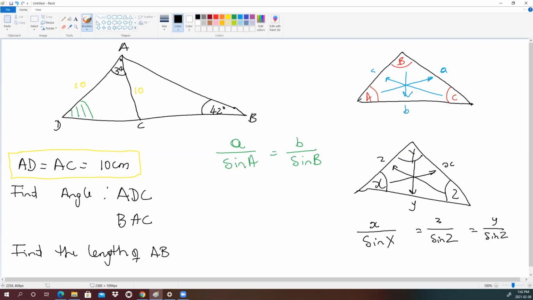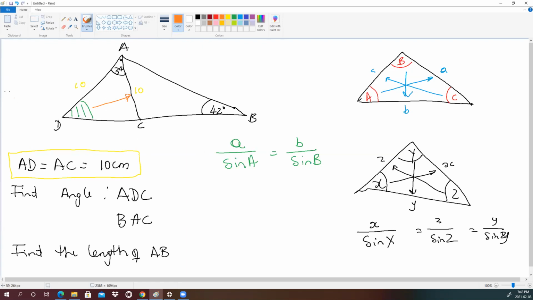The point I am making is that the letter of the side, what you call it, whether A, B, C, X, Y, Z, H, I, J, doesn't matter. It's the ratio that matters. What you need to concern yourself with is that this is the angle and this is its opposite side. You can name it D if you want, it doesn't matter what you call it.